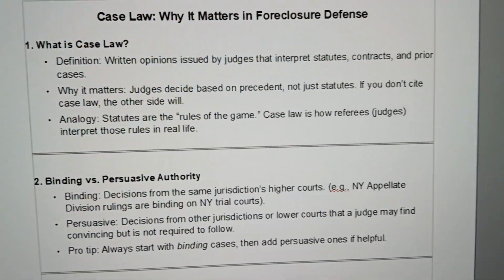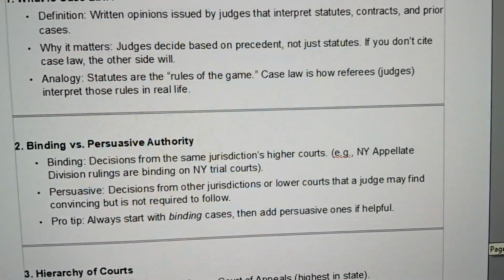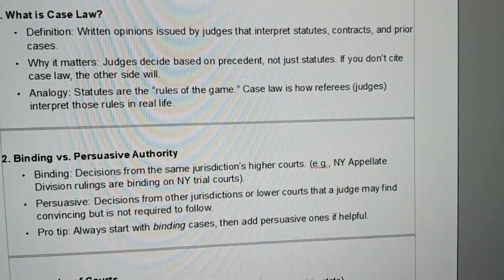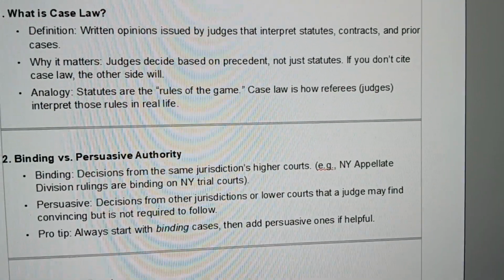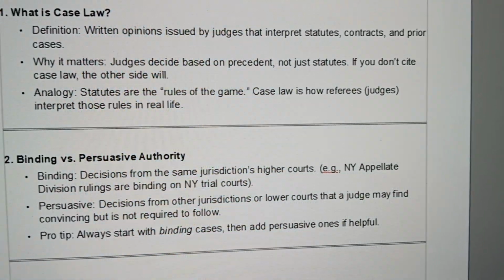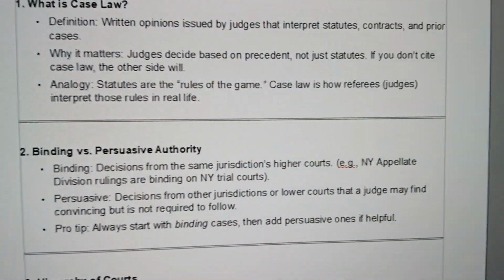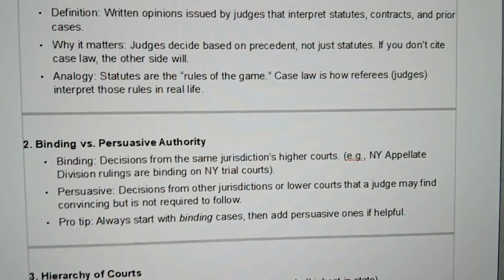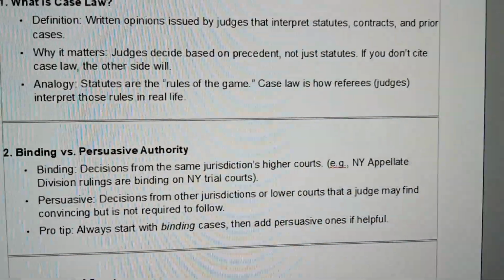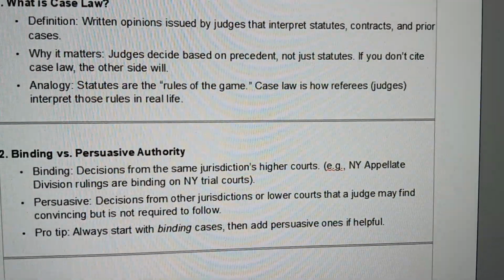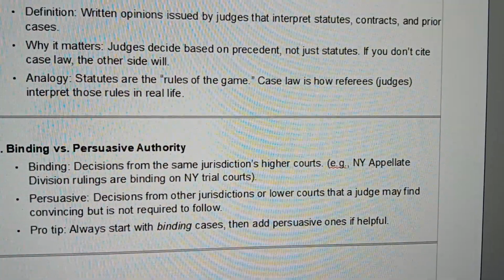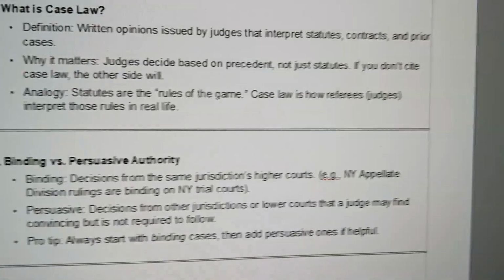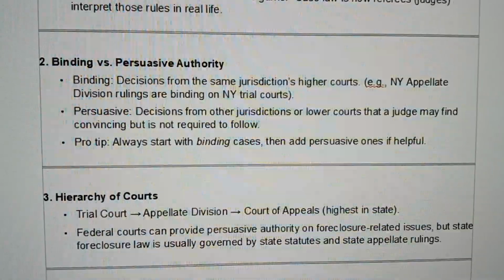Binding versus persuasive authority. Binding means decisions from the same jurisdiction, higher courts. In other words, let's go with New York: Appellate Division rulings are binding on lower courts, like trial courts. So the higher the court, the more binding the case is. Persuasive: decisions from other jurisdictions or lower courts that a judge may find convincing but is not required by law. And a pro tip: always start with binding cases, then add persuasive ones if helpful.